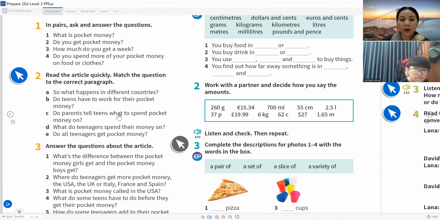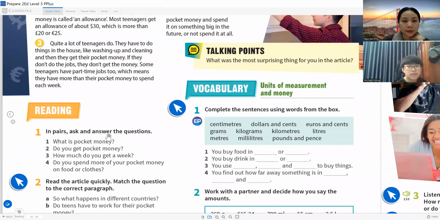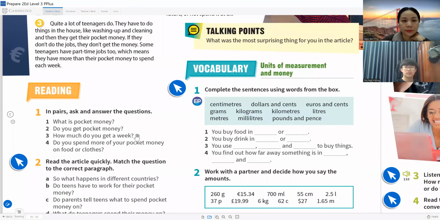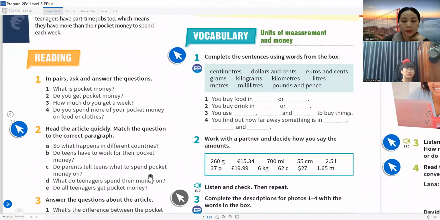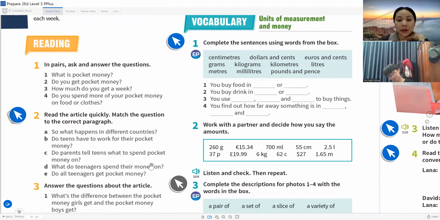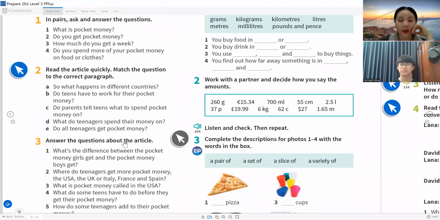And do teenagers have to work for their pocket money? In what country? Yes, in the US, the teenager gets a part-time job to receive it. Okay. Part-time job. Jobs. Do parents tell teenagers what to spend pocket money on?